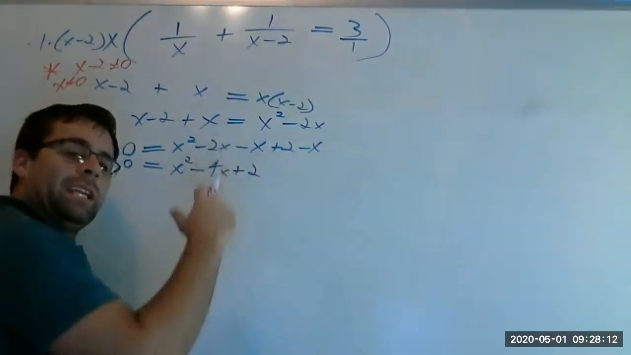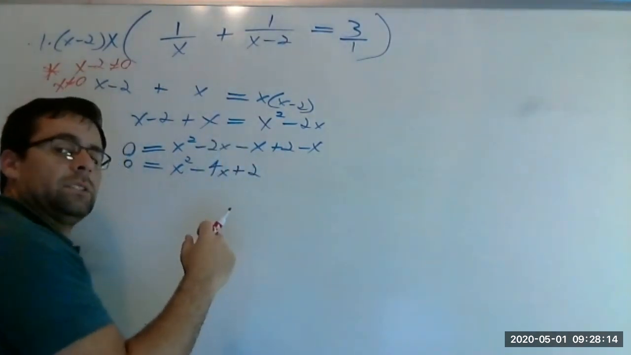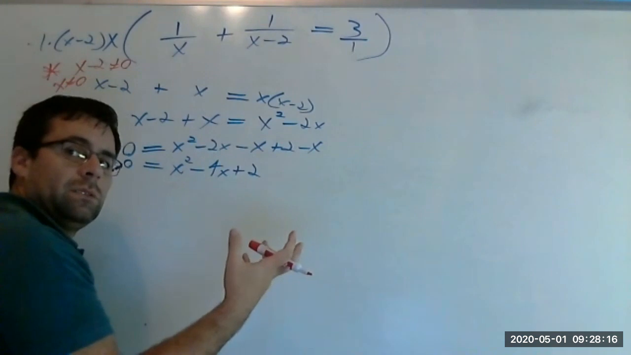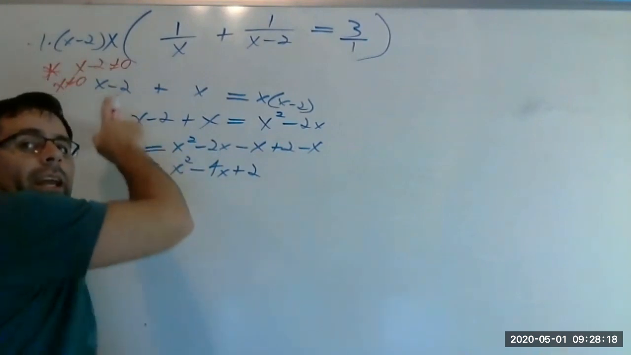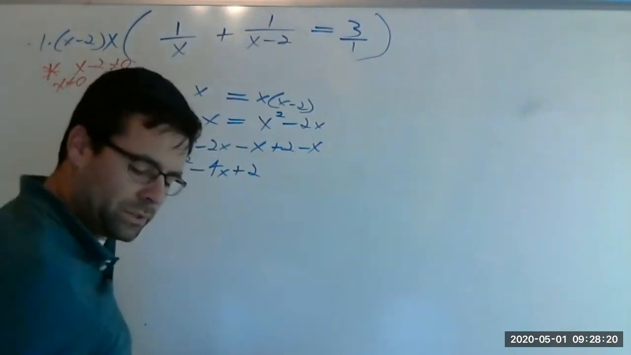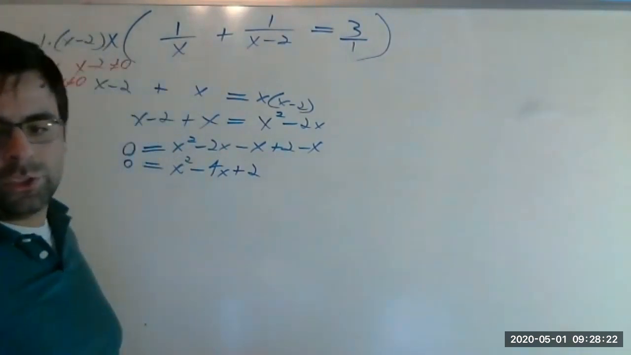So if you get to the end and your solution is that x equals 0 or x minus 2 equals 0, then you throw that solution away.